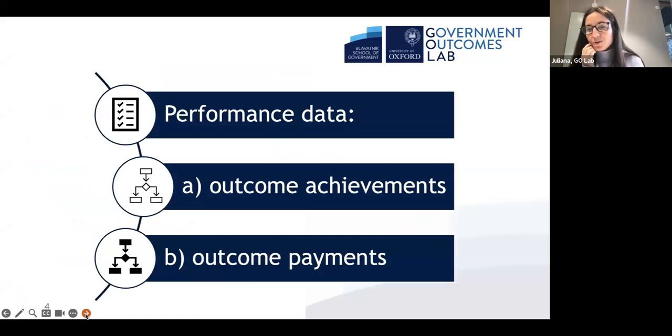What I want to do now is a very short recap of the data and the data visualizations that we presented during the Social Outcomes Conference this year. I'm going to be very brief, I promise. When we speak about performance data from social impact bonds, we are usually referring to two different things: data on outcome achievements, and data on outcome payments. That's what we're going to show today.